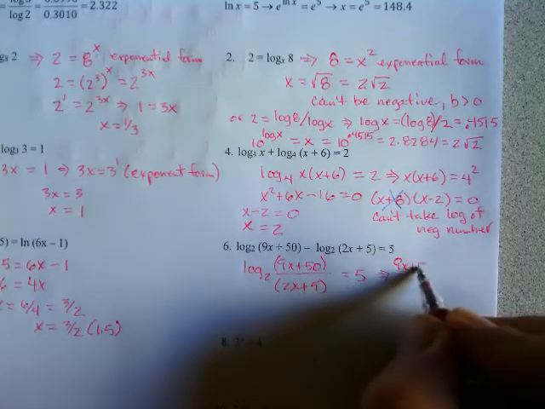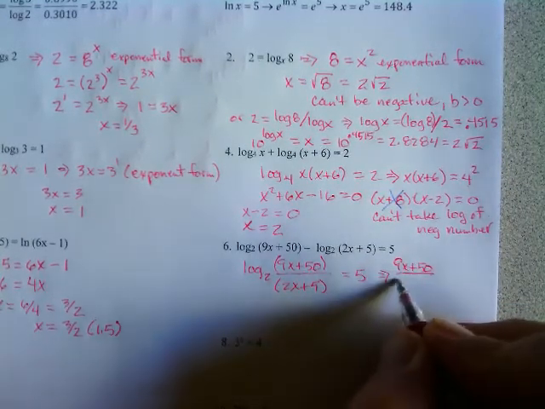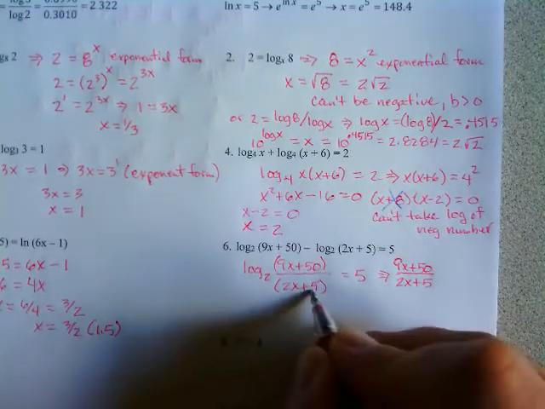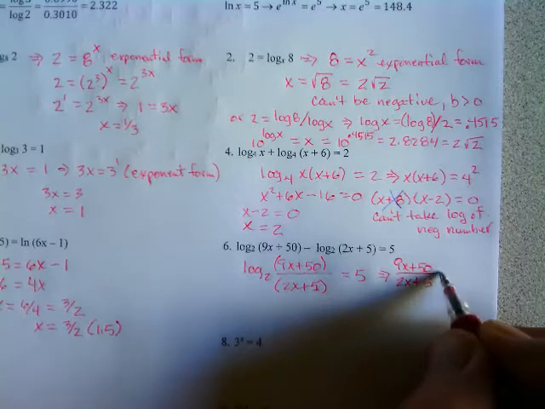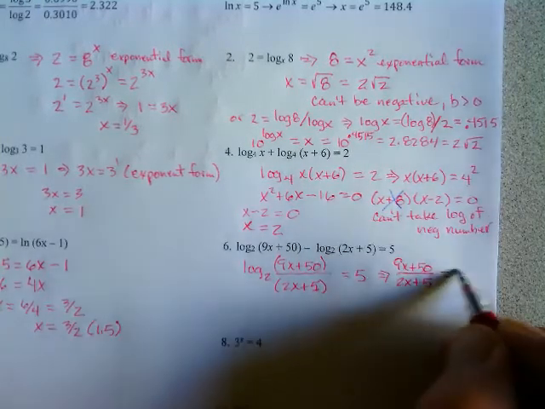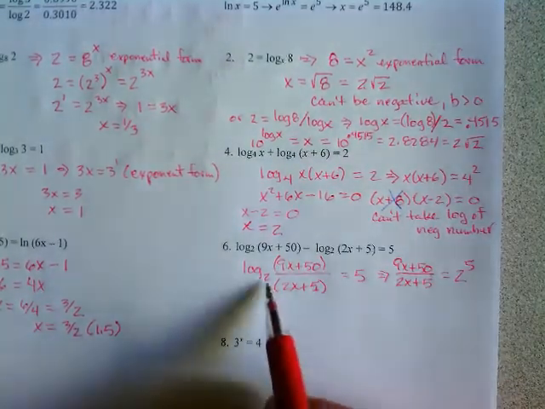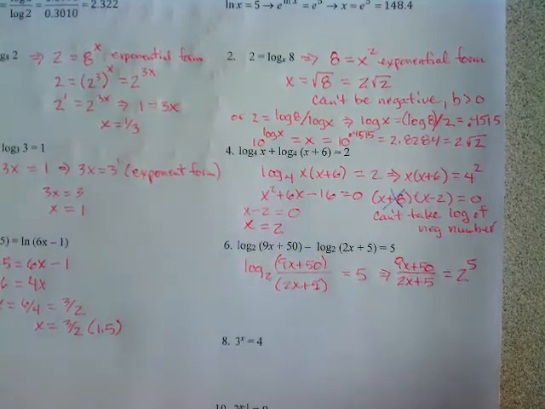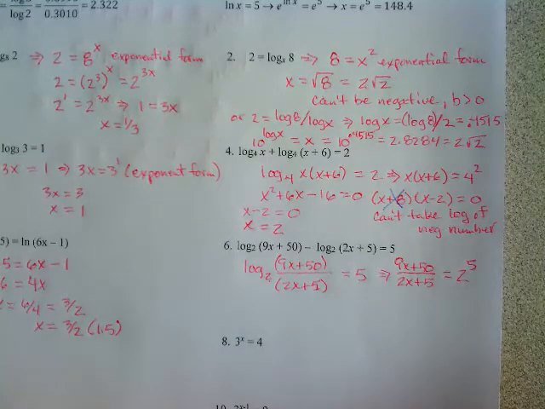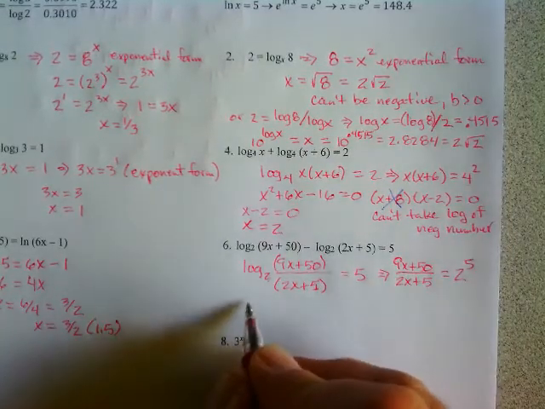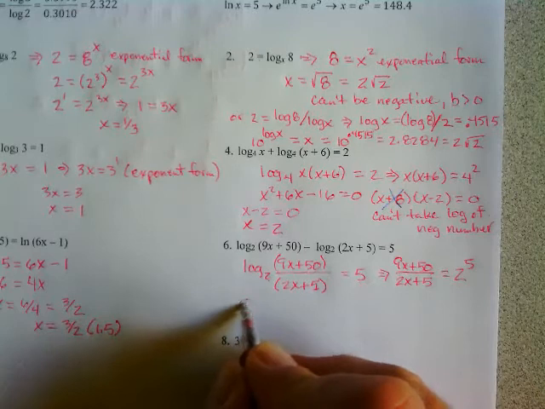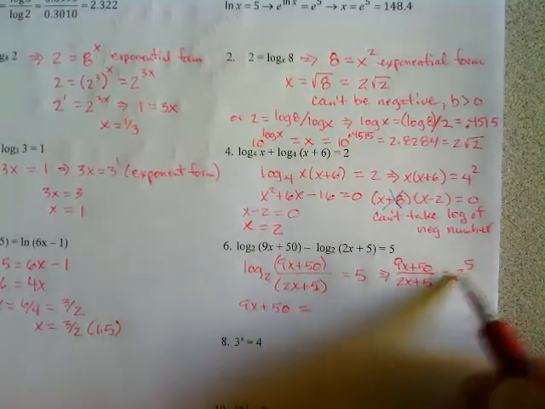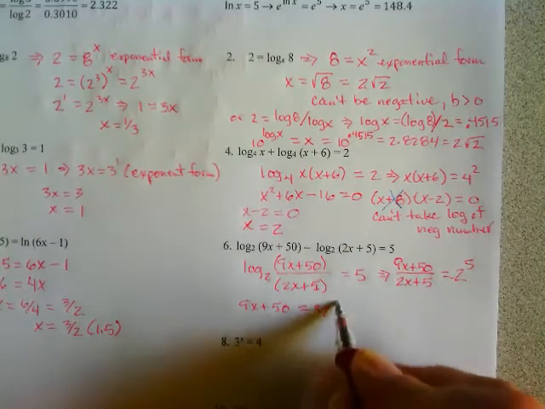I will have (9x plus 50) over (2x plus 5), and that has to equal the base 2 to the 5th power. So the 5 goes into the exponent. And now I can go ahead and simplify. So 9x plus 50 is going to equal 2 to the 5th, which is 32.